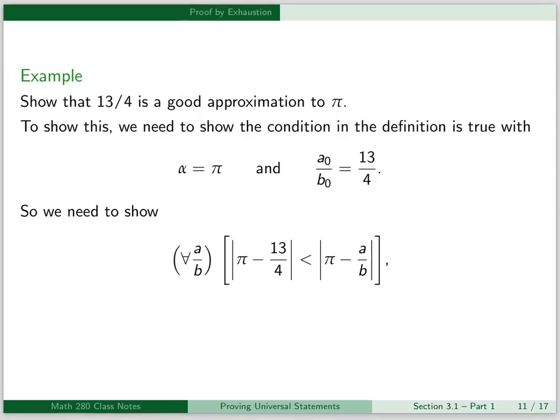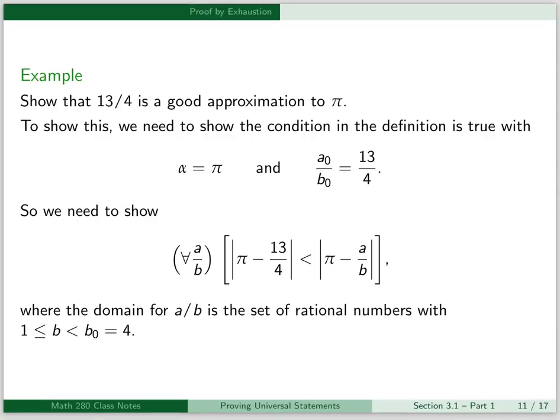So we need to show for all a over b, the absolute value of pi minus 13/4 is less than the absolute value of pi minus a over b, where the domain for a over b is the set of rational numbers with 1 less than or equal to b, strictly less than b naught, which in this case is 4.